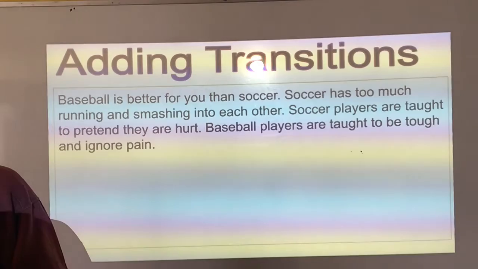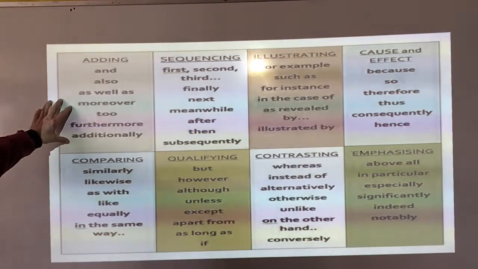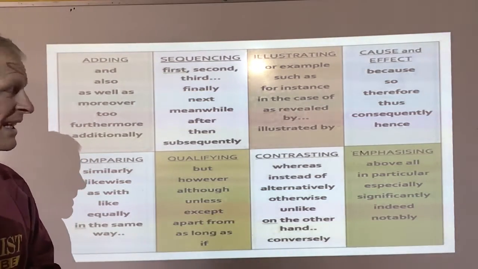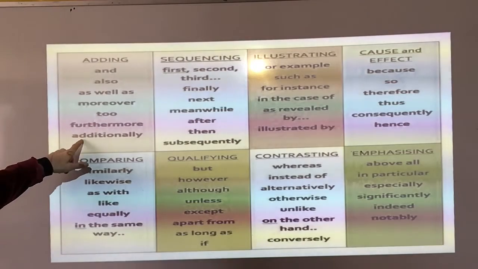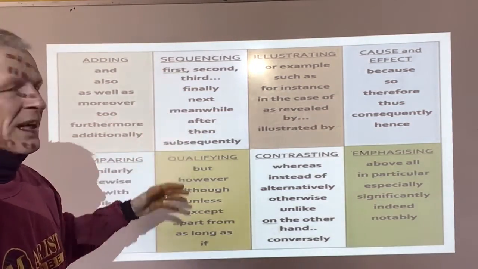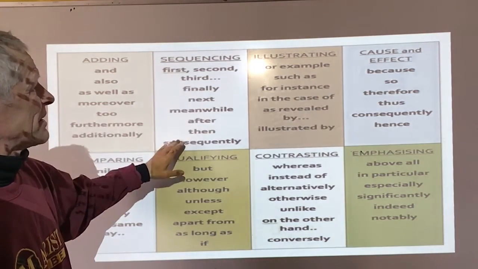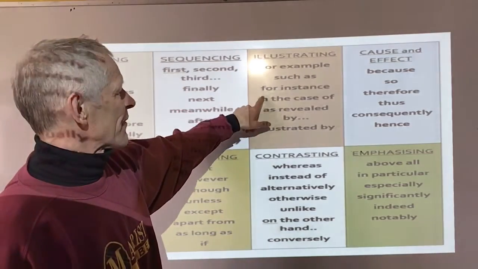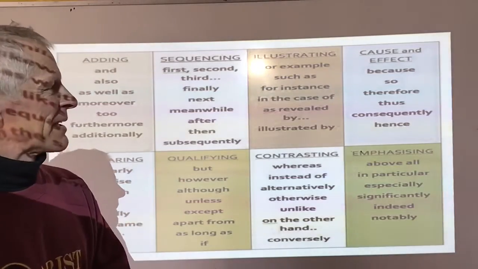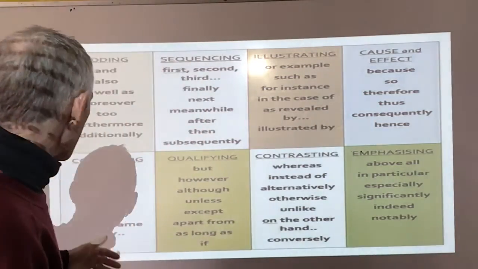Let's see where transitions go. I'm going to familiarize myself with some of these. Adding: I probably want to add some more stuff into my writing. I definitely want to add more stuff. Furthermore, additionally. Then sequencing: there might be an order if I'm going to tell a micro story, and I am, and then I'll be able to use that. Illustrating: for example, for instance, in the case of, as revealed by. I've got something in mind for that too. Cause and effect: therefore, consequently, lots of stuff.